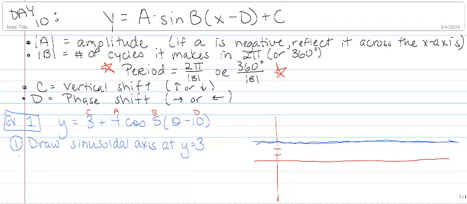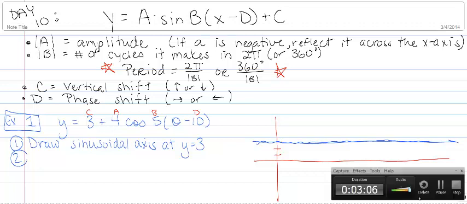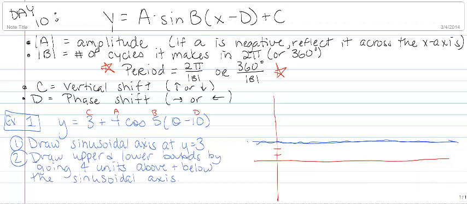All right, the second thing that we're going to do is draw our upper and lower bounds by going 4 units above and 4 units below the sinusoidal axis. And we get that 4 from our A, that's our amplitude. So if I have my sinusoidal axis at 3, going 4 units above would be 1, 2, 3, 4. We have a 7. Then go down 4, 1, 2, 3. We have negative 1. Now, to draw in the bounds, I just used dashed lines.